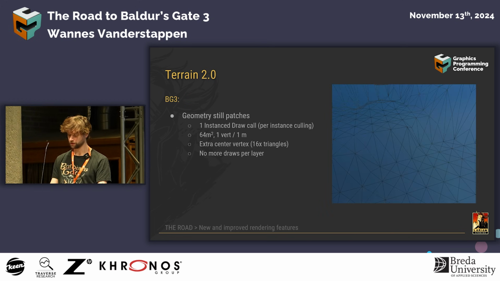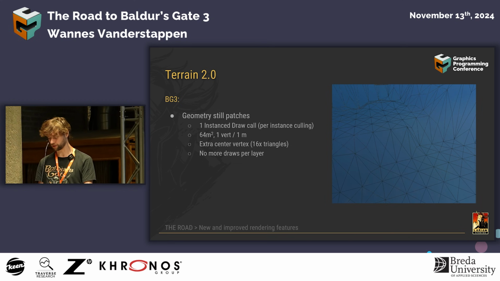So for BG3, we have the geometry still in patches, but now it's an instance draw call. Same size, but 1 vertex every 1 meter, so 4 times the amount of triangles. But there's also an extra center vertex, so we have 16 times the amount of triangles. This didn't add anything in our height map data, so it was relatively cheap memory-wise. But this helps with the very steep transitions, so they're a bit smoother. And this meant we had no more draws per layer.